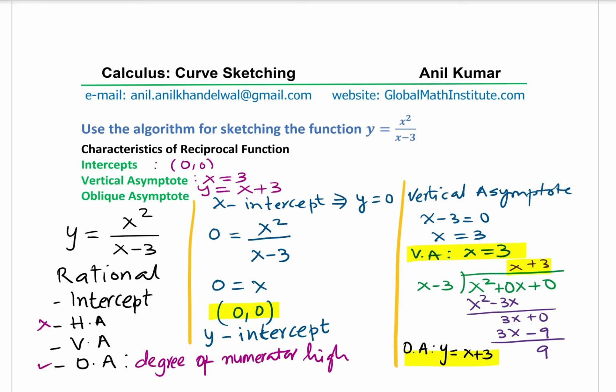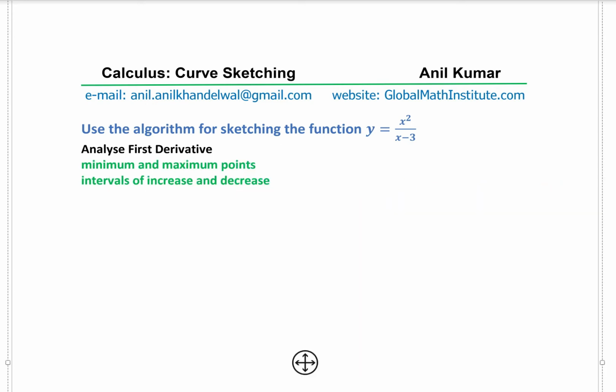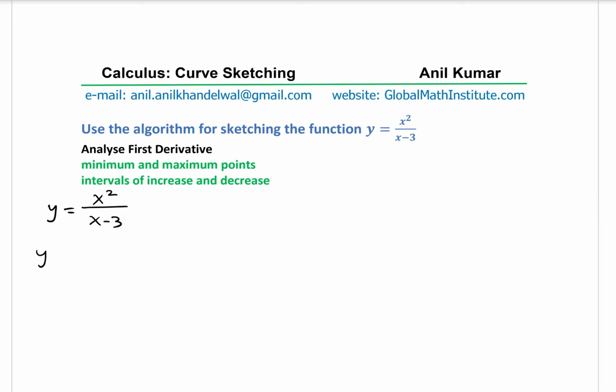Perfect. So that is how we are going to find the basic characteristics. Let's move and analyze the first derivative now. The function given to us is y equals x squared over x minus 3. The derivative of this function, you can apply the quotient rule, we get (x minus 3) whole square in the denominator.